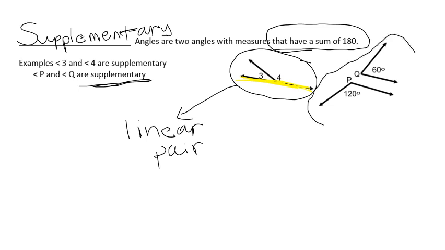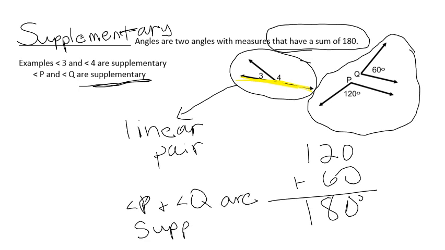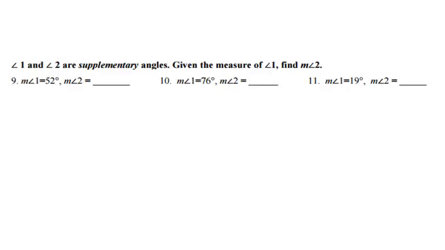but they don't have to be a linear pair to be supplementary. Let's look at these two, P and Q. Angle P plus angle Q. If we add those together and get their sum, we also get 180. So angle P and angle Q are supplementary. There you go. Kind of a long word, but they don't have to be stuck together. They can just add up to that amount and be supplementary. So let's try some more.